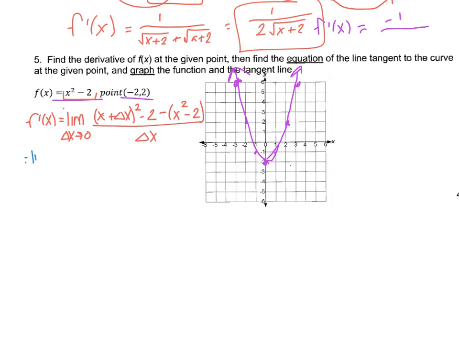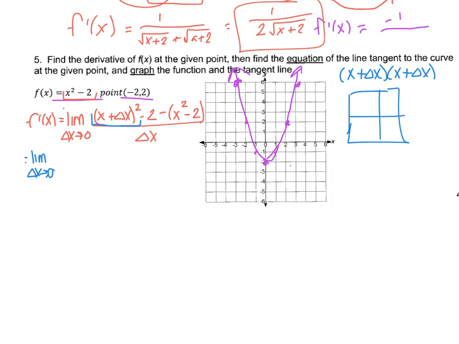So let me try and write a little smaller here. The limit as delta x approaches 0. All right, as I expand this, if you need an area model for that, go for it. So it's going to be, I'll do it over here to the right. x plus delta x times x plus delta x. If you need the area model, do it. That's going to be x squared, x times delta x, another x times delta x, and delta x squared.